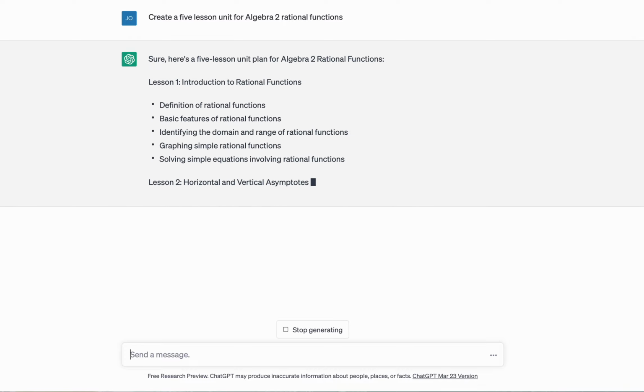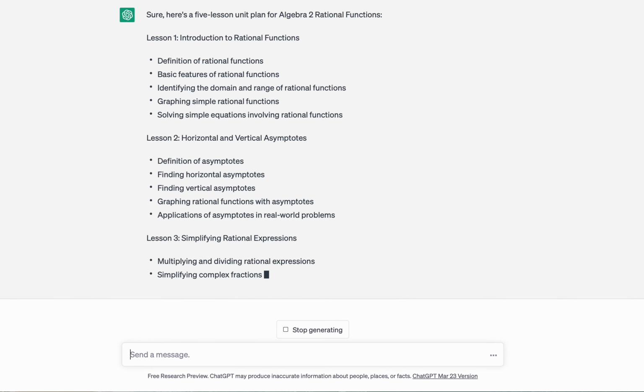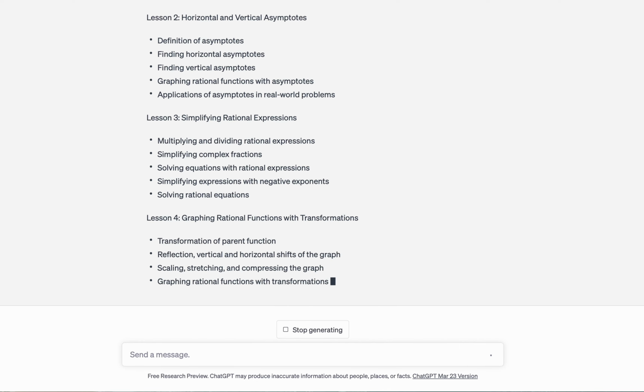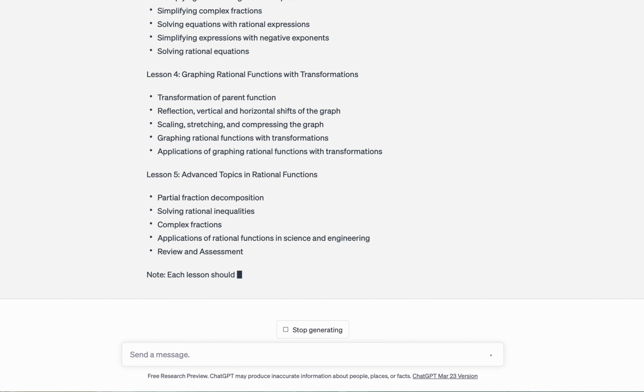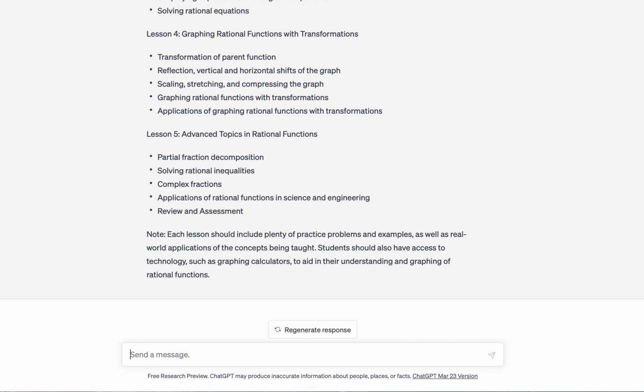Okay, lesson 1, introduction, asymptotes, simplifying them, okay, graphing them. Okay, lots of good stuff here. Oh, advanced topics in rational functions. That could get kind of fun. Probably some things there that might be a little beyond most Algebra 2 classes, but that's okay.